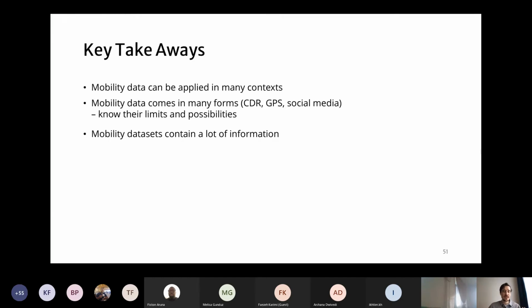Then I want to stress that mobility data sets contain a lot of information. So you can look at actual mobility, but you can also use it as an indicator for socio-demographic properties of areas. And I would suggest to invest in data exploration if you're just starting out with using mobility data, because research questions or use cases often pop up when you explore this type of data, and to invest in partnerships with data providers or academia, which pay off in the long term.